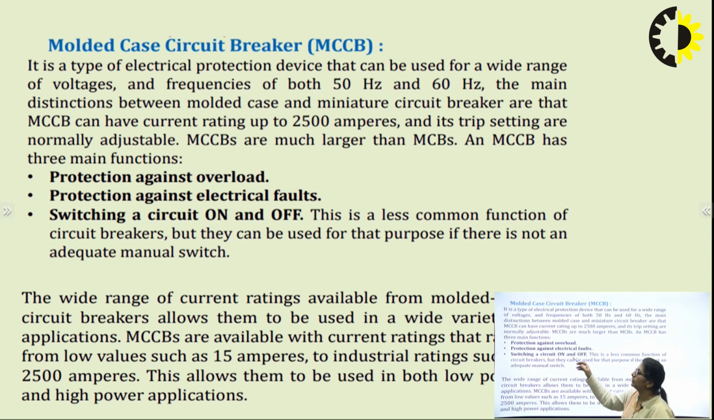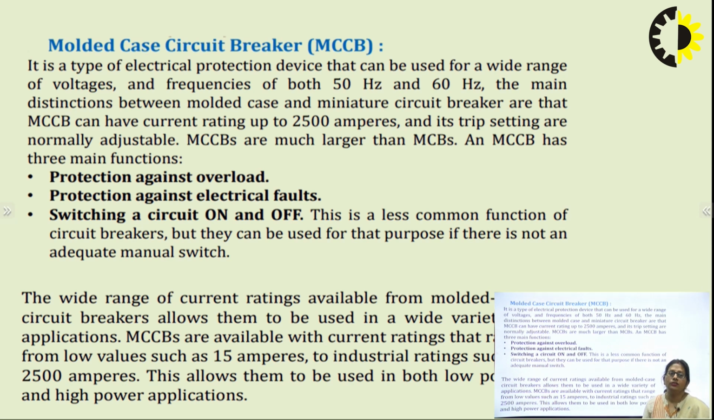The other one is protection against electrical faults. It will provide protection against electrical faults or overcurrents. And the last one is switching a circuit on and off. This is the less common function of circuit breakers, which is generally not found, but they can be used for the purpose if there is no adequate manual switch provided.